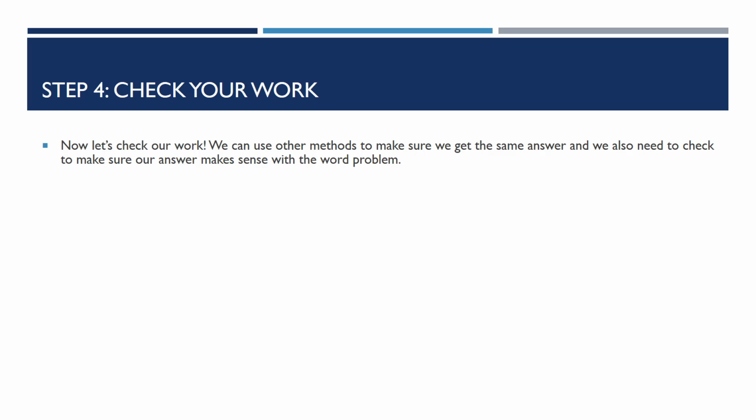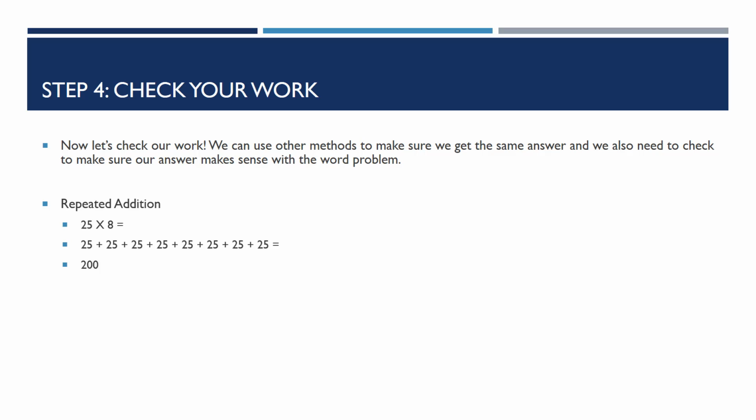All that is left is the fourth step. Now let's check our work. We can use other methods to make sure we get the same answer, and we also need to check and make sure our answer makes sense with the word problem. First, let's check our work using repeated addition. So write our problem, 25 times 8. Then add 25 8 times. Then, when you add all those up, our answer is 200, just like before.